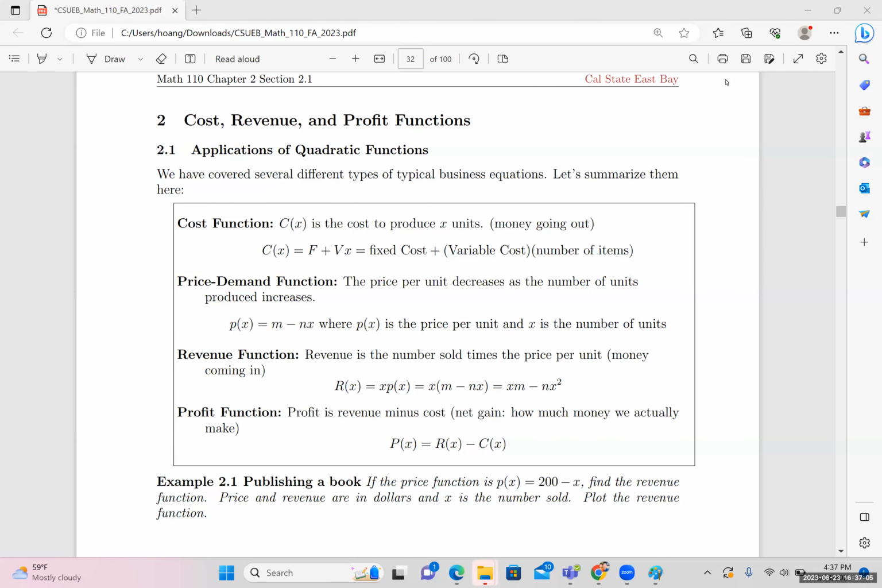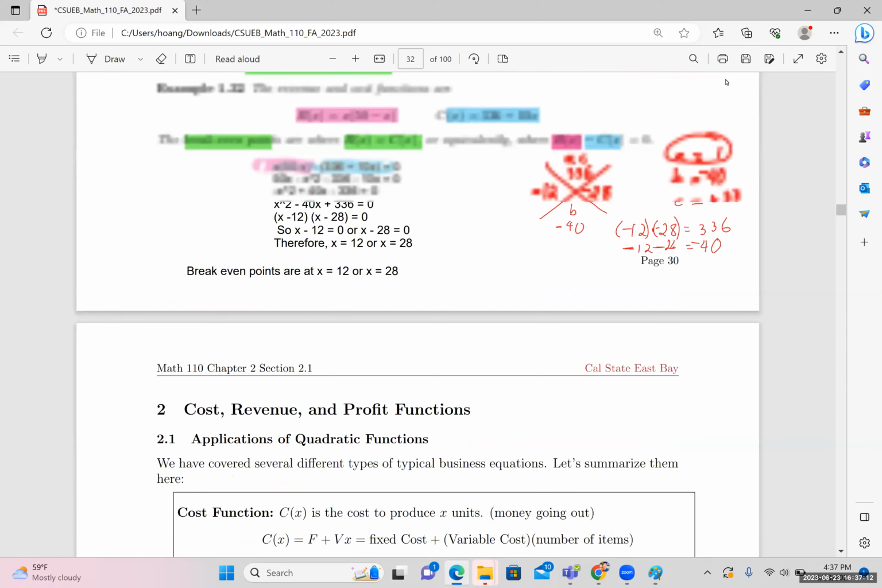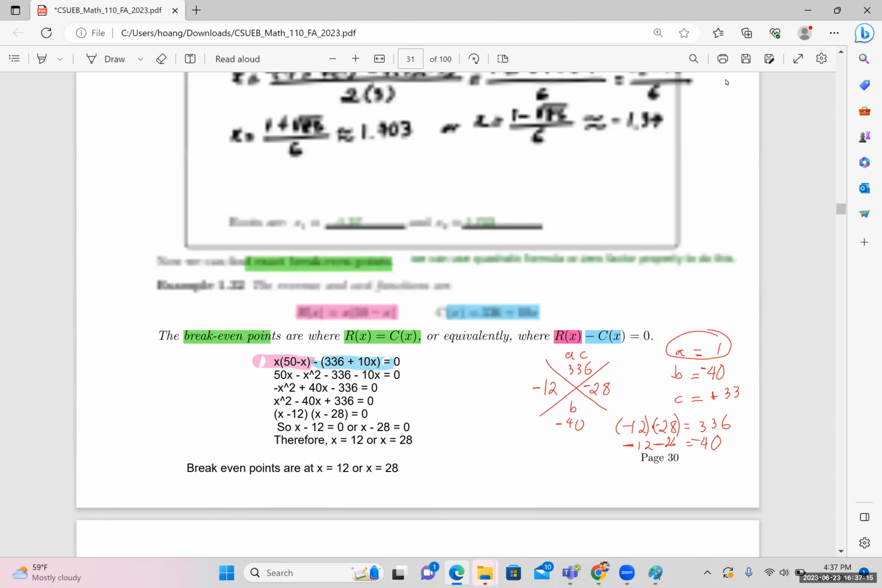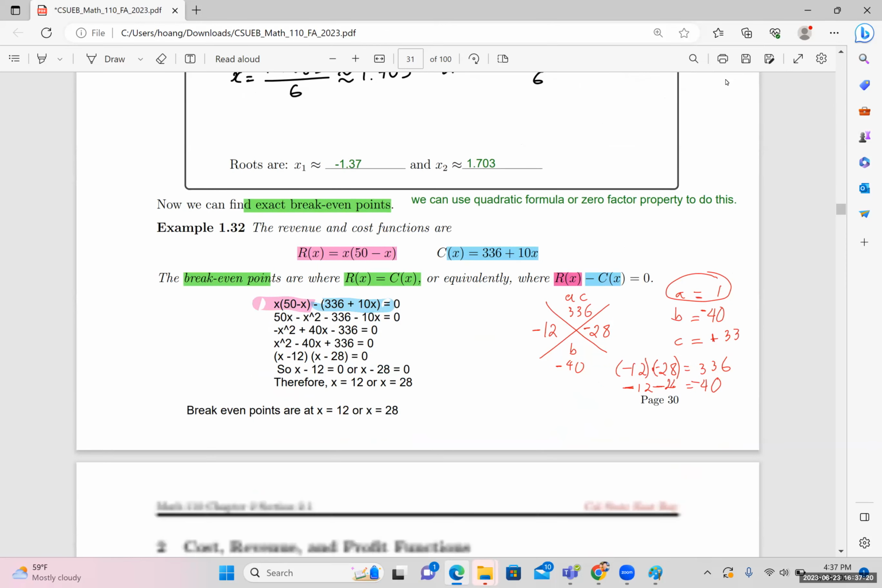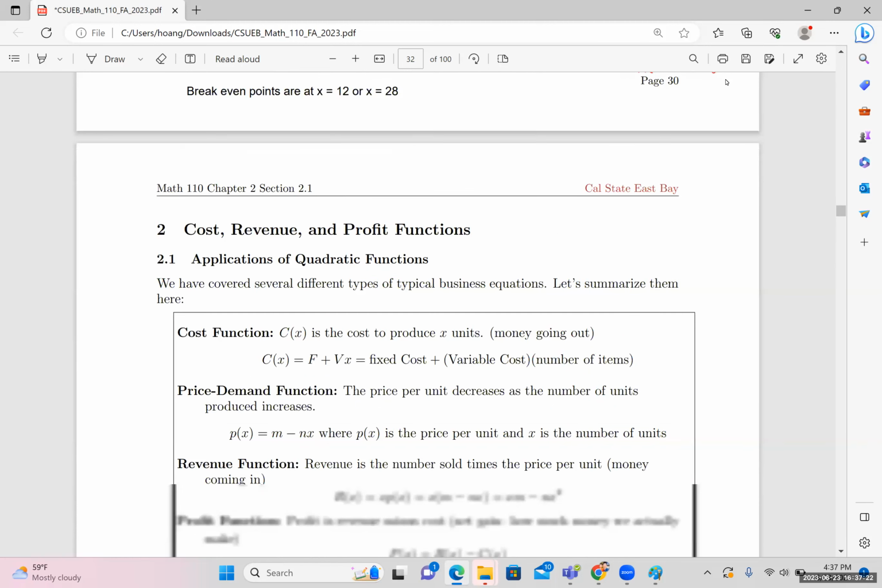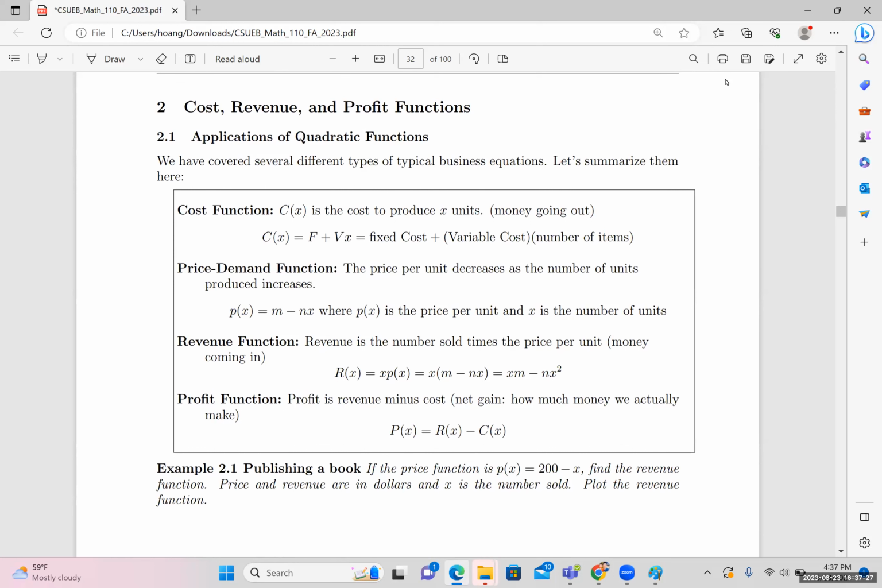Okay, everyone. So today we come to chapter 2. We finished 1.8 with quadratic functions. I would like to introduce chapter 2 with cost, revenue, and profit functions. So in 2.1, we will talk about application of quadratic functions.